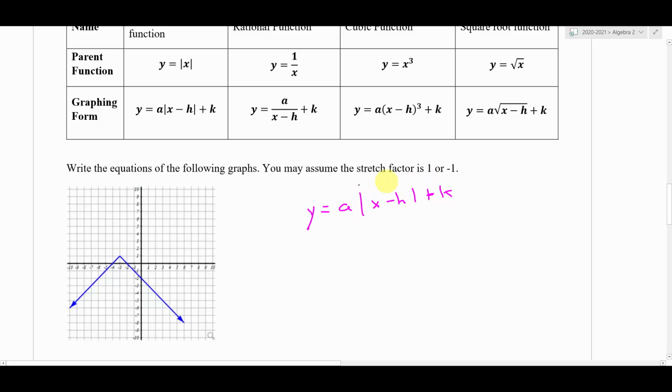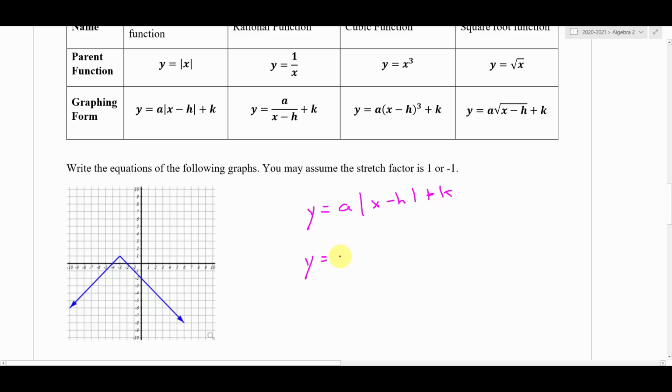I need to find these three things, a, h, and k. All right, so let's start that, right? So remember, it says you can assume the stretch factor is 1 or negative 1. So I look at my graph to determine if it's been reflected. Okay, it's opening downwards, and if it were not reflected, it would be opening upwards, just like a parabola.